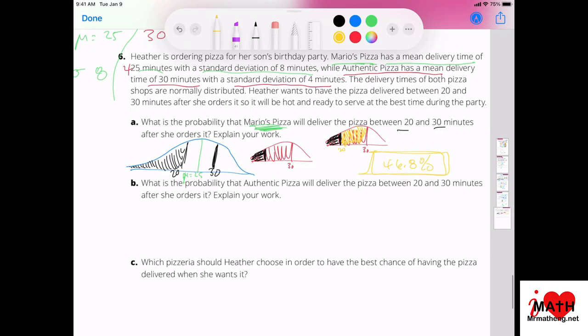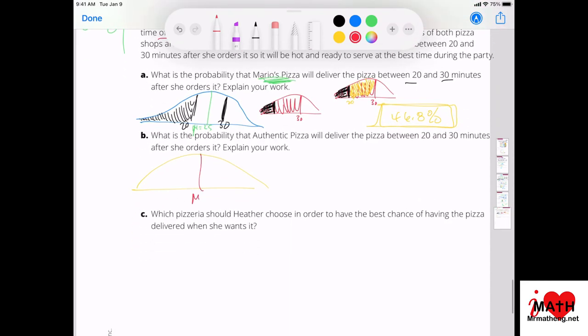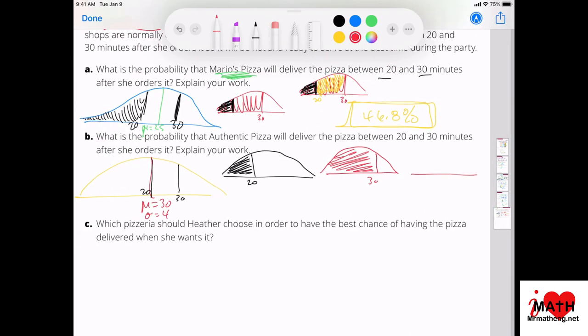What is the probability if you did Authentic Pizza between 20 and 30 minutes? Okay, so I'm just going to draw a picture and basically do the same thing. With Authentic Pizza, I'm going to use the red portion up here, 30 and 4. Now the spread is 4, like plus 4, minus 4. I would calculate the percentage of this black area with 20, and based off Authentic Pizza, 30 in this red region. Then the red region is equal to the black region plus the yellow region, and if I do that, I'm able to solve for the yellow.